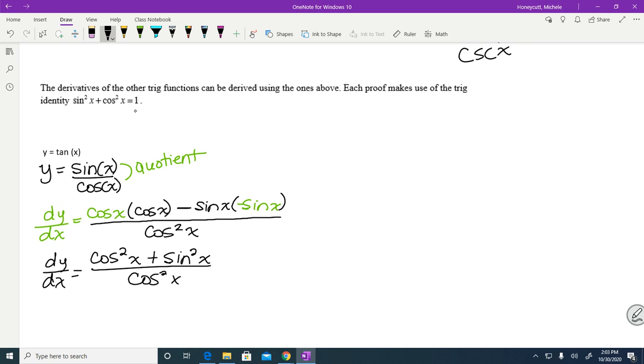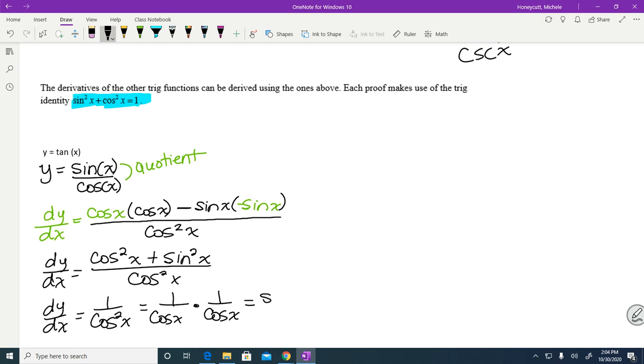Now, what is cosine squared plus sine squared? Well, there was a trig identity for that in pre-cal. Sine squared plus cosine squared is equal to 1. So dy dx is the same as 1 over cosine squared of x. And we don't know what 1 over cosine squared is, but we can write it as 1 over cosine times 1 over cosine. And 1 over cosine is the same as secant. And secant x times secant x is secant squared of x.